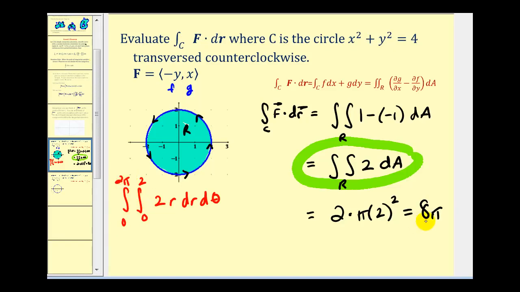Again, we know the answer should be 8 pi. Let's just verify it using the longer method. And let's evaluate this on the next page.